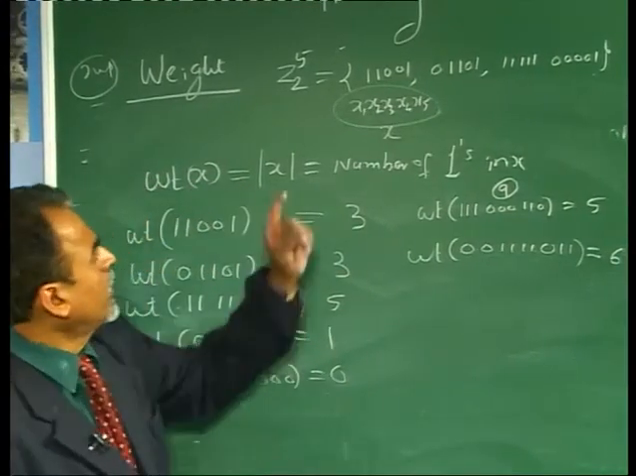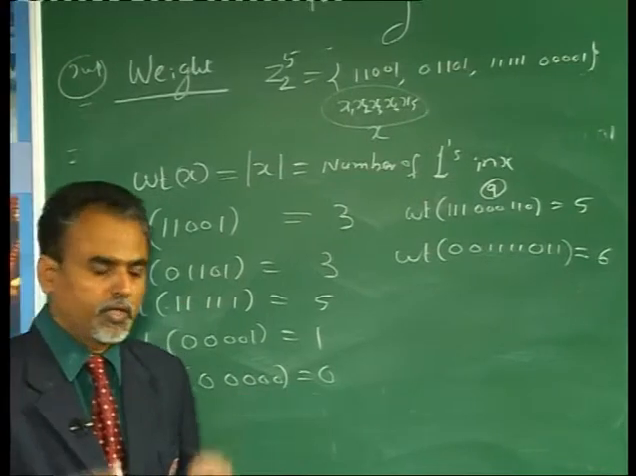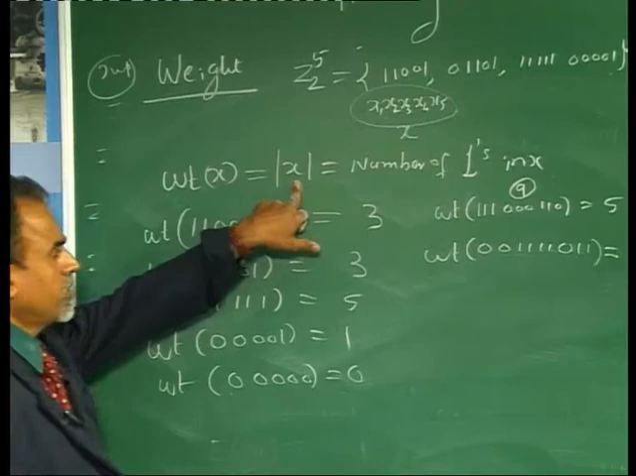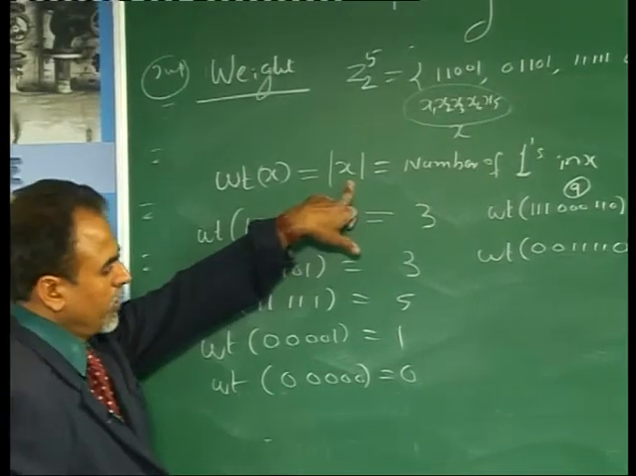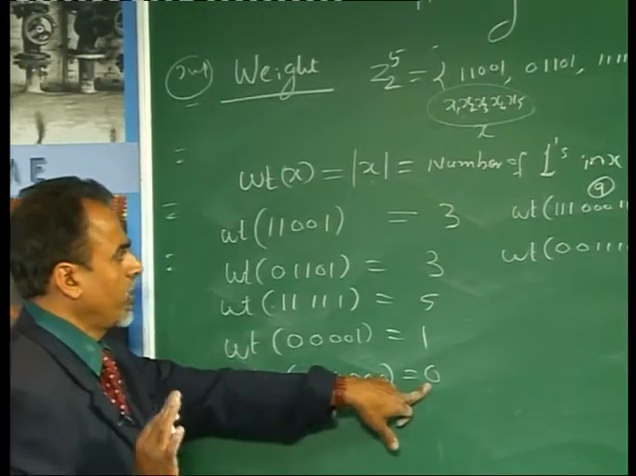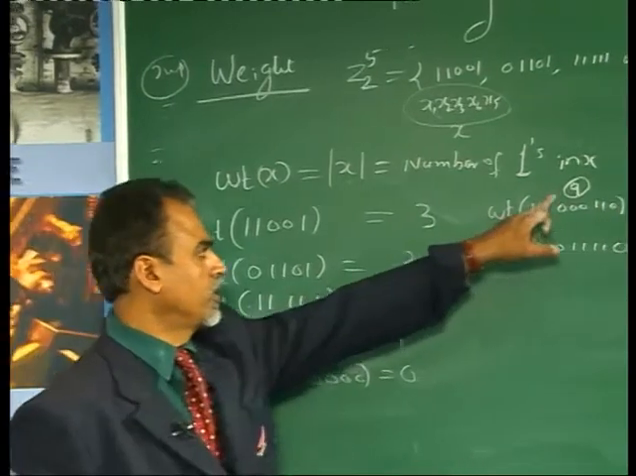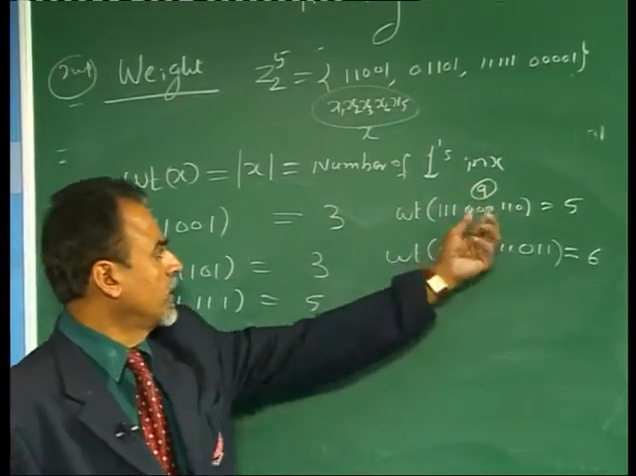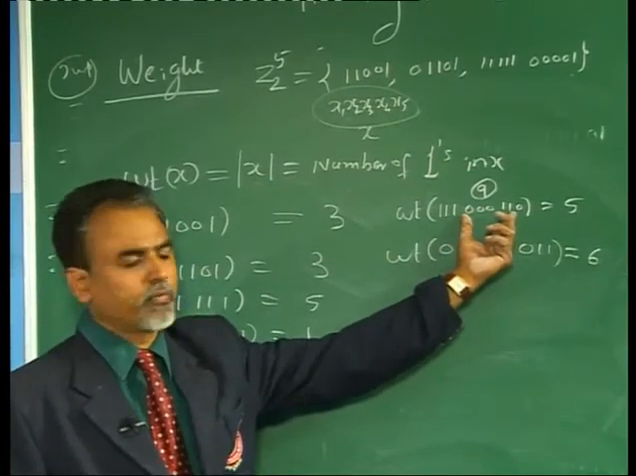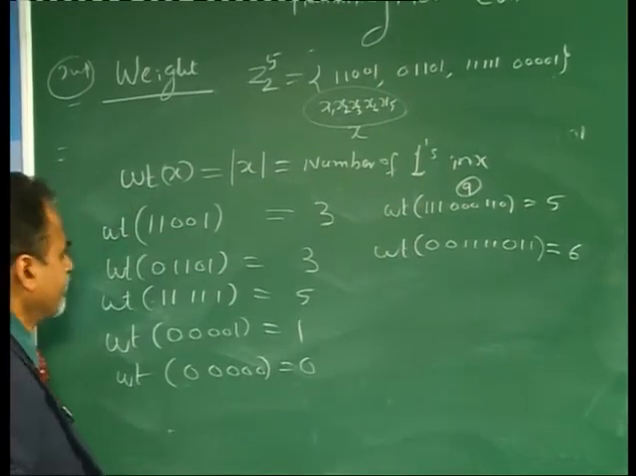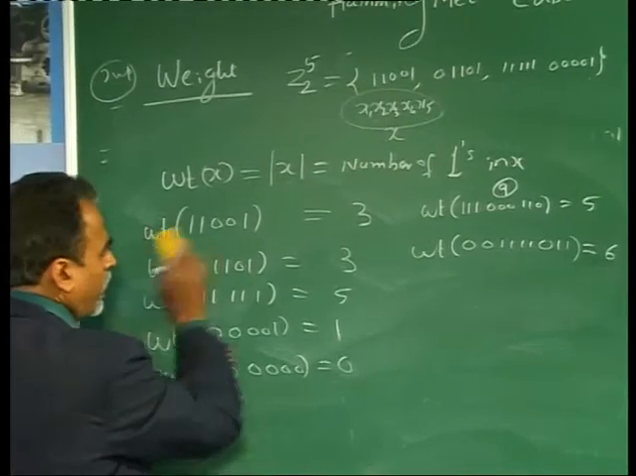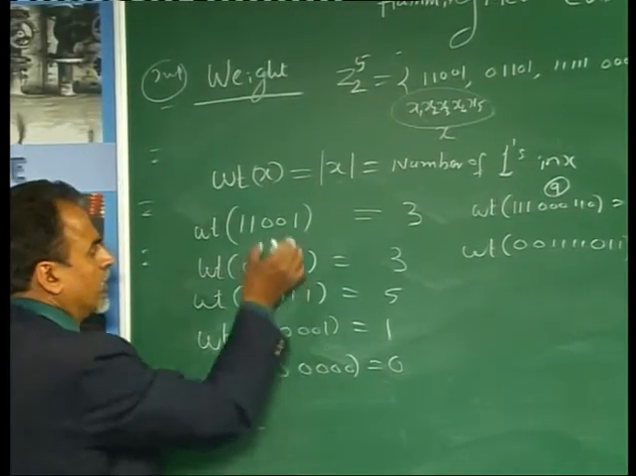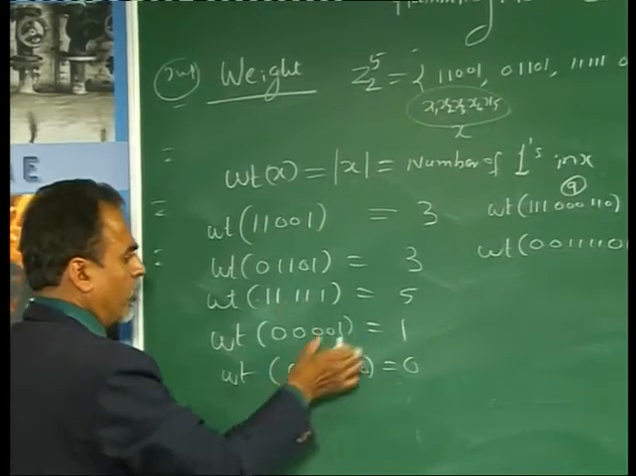Now what is the utility of this to the distance concept? Let us see what the distance concept is now. First, what we defined is weight. Weight can be minimum 0, it cannot be negative. Maximum is the dimension, the length of the string we are taking. And next, it can be defined for a string of any length, string of length 3, 2, 4, 8.